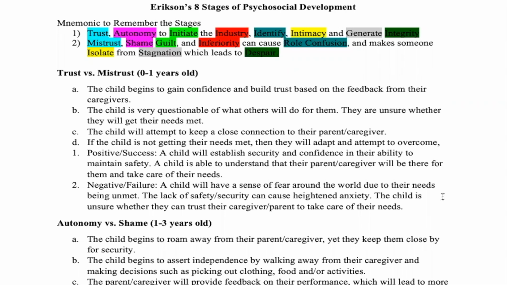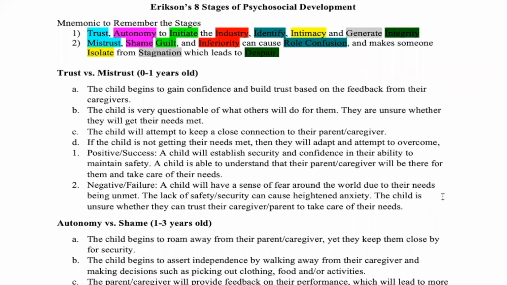A negative or failure, aka mistrust, is where a child will have a sense of fear around the world due to their needs being unmet. So the lack of safety and or security can cause heightened anxiety. When they're in a situation where they have a need, they become increasingly anxious of how am I going to get this taken care of? Because nobody in my life is looking out for me in some way, shape, or form. So the child is unsure whether they can trust their caregiver and or parent to take care of their needs.